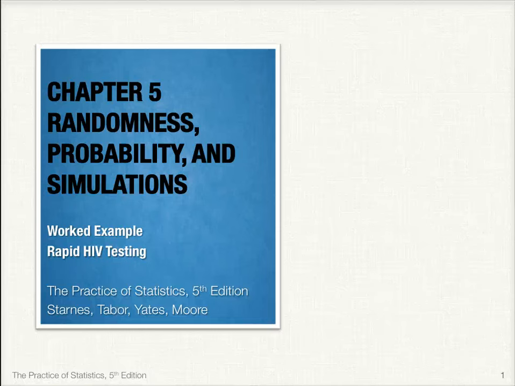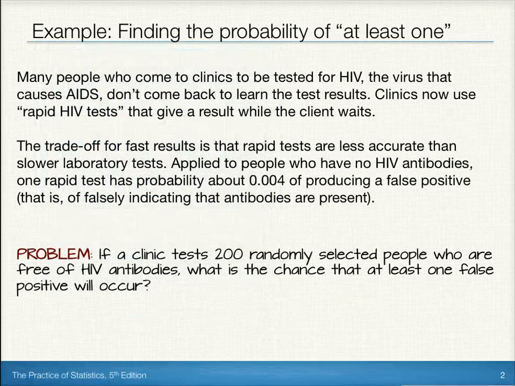In this example, we'll take a look at how we can find the probability of at least one event occurring. Many people who come to clinics to be tested for HIV don't come back to learn the test results, so clinics now use rapid HIV tests that give a result while the client waits. The trade-off for these fast results is that rapid tests are less accurate than slower lab tests.